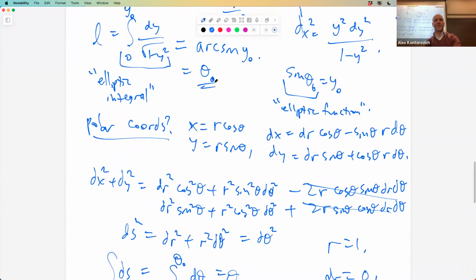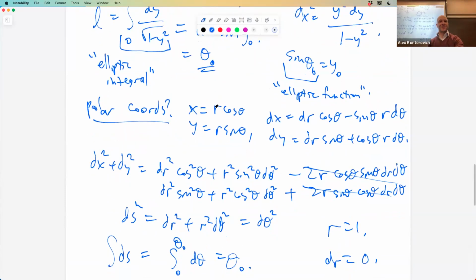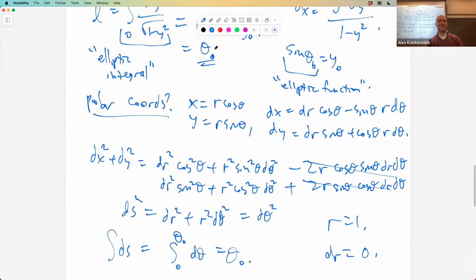Okay, so that's another way of seeing exactly this calculation. It's a very, very complicated thing, but actually I'm going to use this in a minute, so I want to keep it here. Just confirming our calculation here that the arc length is just the angle.